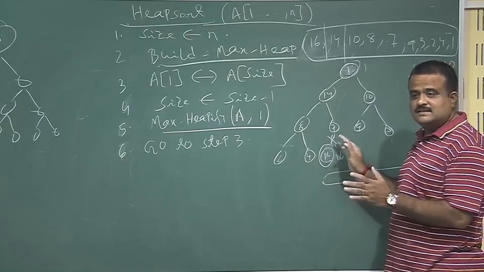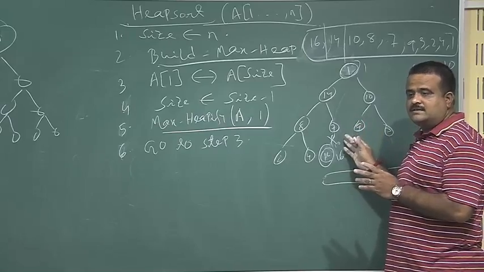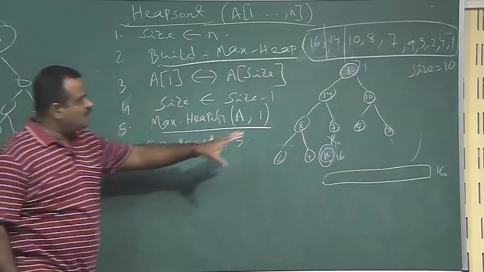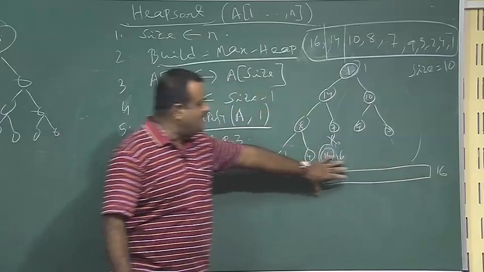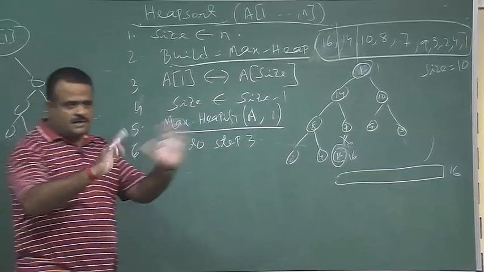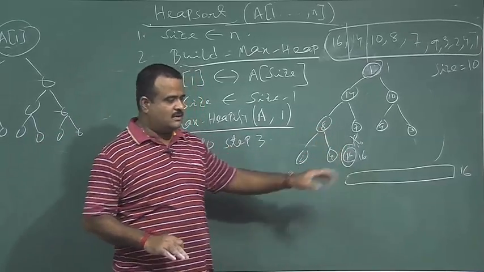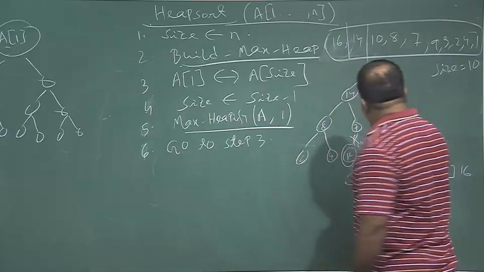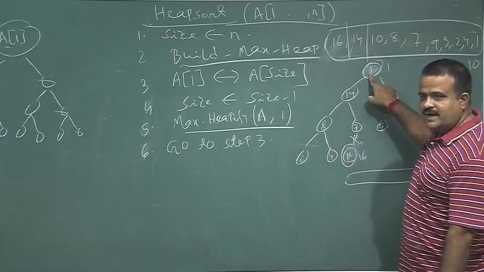The tree we are viewing does not exist, we are not implementing this tree. Everything we are doing is in this array. That is why it is called in place sort. We do not need extra memory or anything, everything we are doing here. So, this is now 1, and this may violate the Maxify property.